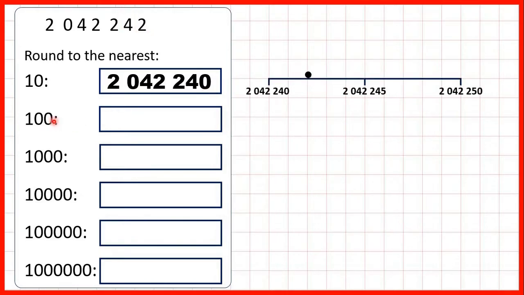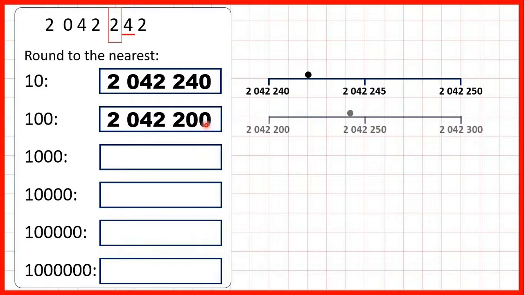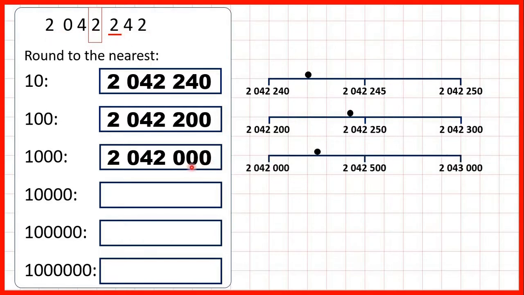To round to the nearest 100, we find the place value, look to the right, and again we're rounding down. So the digit we've circled stays the same, digits to the left stay the same, and then our tens and ones digits turn into zeros. To the nearest 1,000, we find the place value, look to the right, we're rounding down, so the digit we've circled stays the same, digits to the left stay the same, digits to the right turn into zeros.